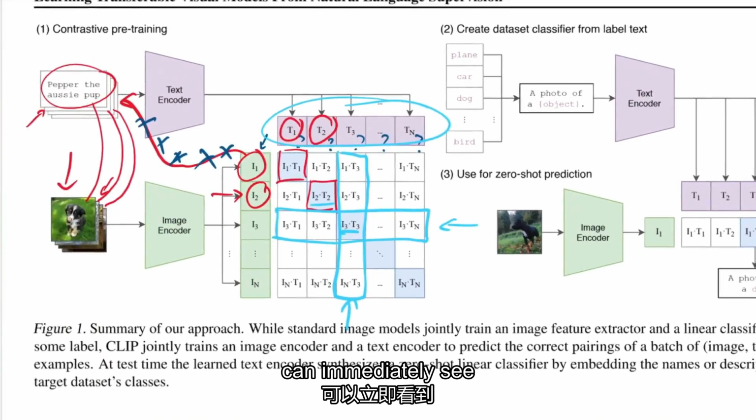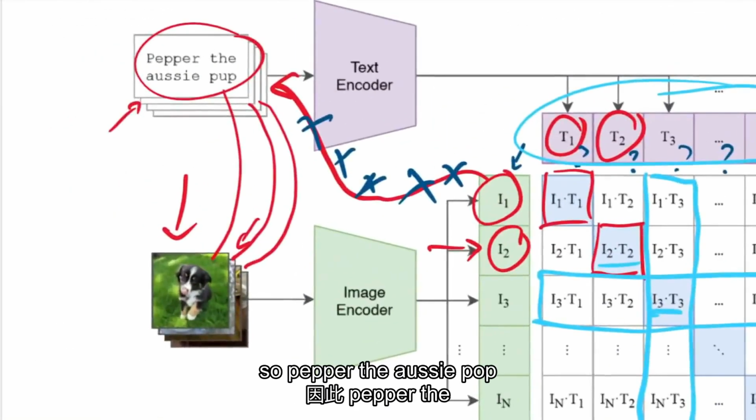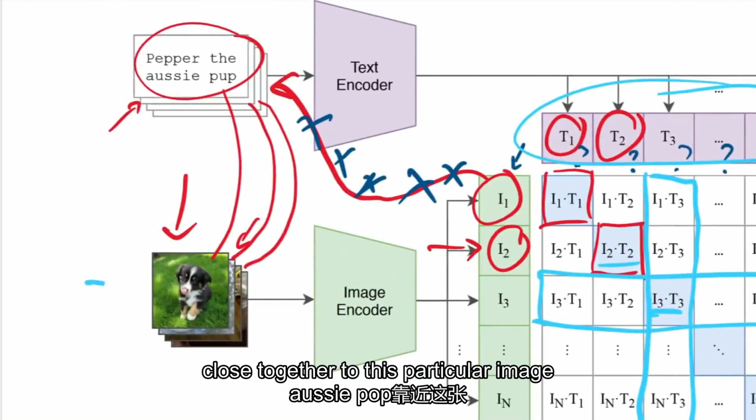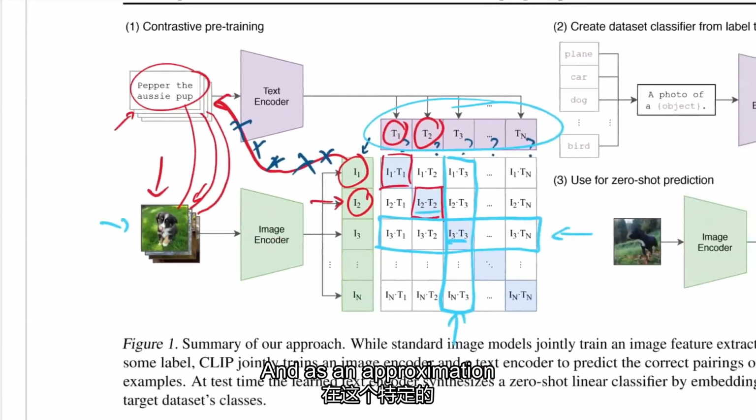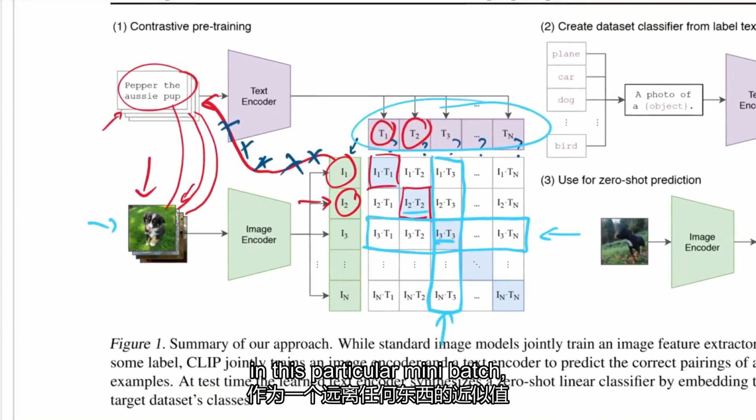So you can immediately see that this relies on having large enough mini batches, right? The larger your mini batch, as your mini batch size approximates the entire data set, your representations are going to be more and more detailed, right? So being close together to this particular image means that in the ideal case, it is close to this image and far away from anything else in the data set. And as an approximation, far away from anything in this particular mini batch.